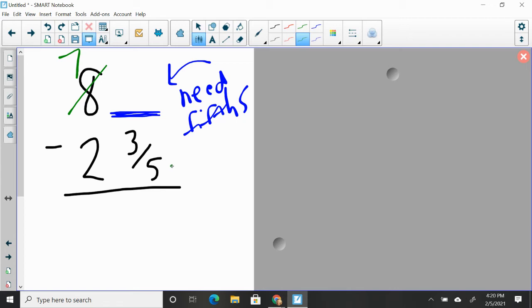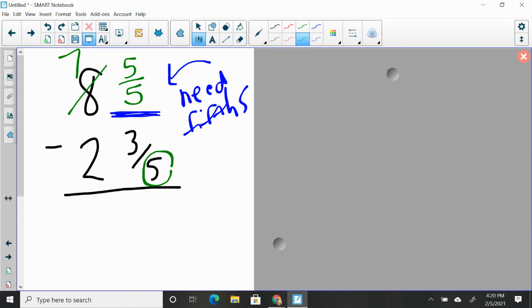And since my denominator down here is 5, we are going to use 5/5 to replace that whole that we took from the 8. So basically, instead of saying I have 8 wholes, I have 7 and 5/5, which in fact is still 8.